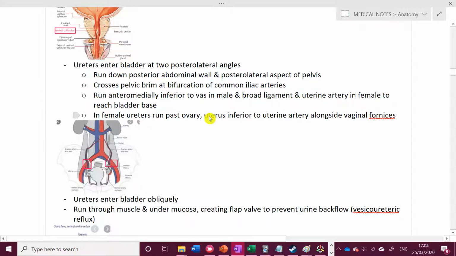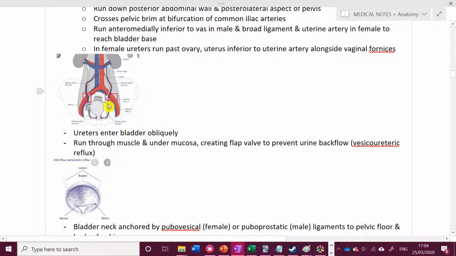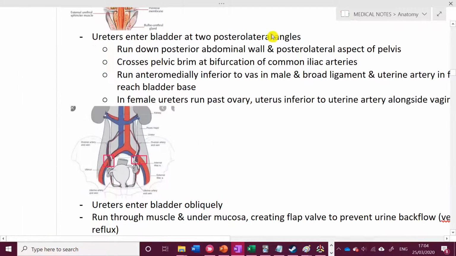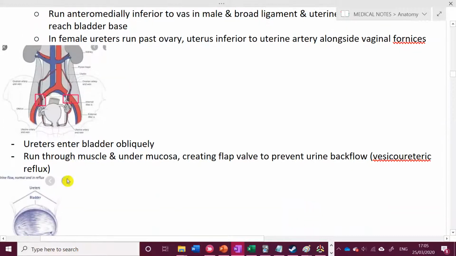And they run anteromedially inferior to the vas in the male, and the broad ligament and the uterine artery in the female, to reach the base of the bladder. And we'll have a look at those structures later. In the female, the ureters run past the ovary. So the ovary here, you can see the ureters run past the ovary posteriorly and inferior to the uterine artery alongside the vaginal fornices.